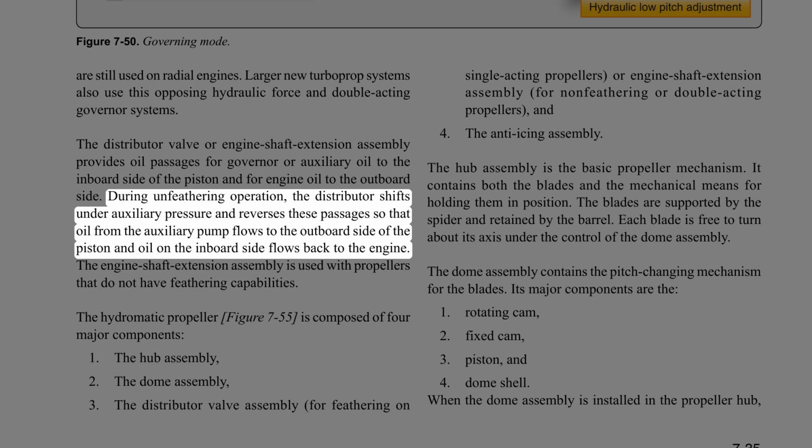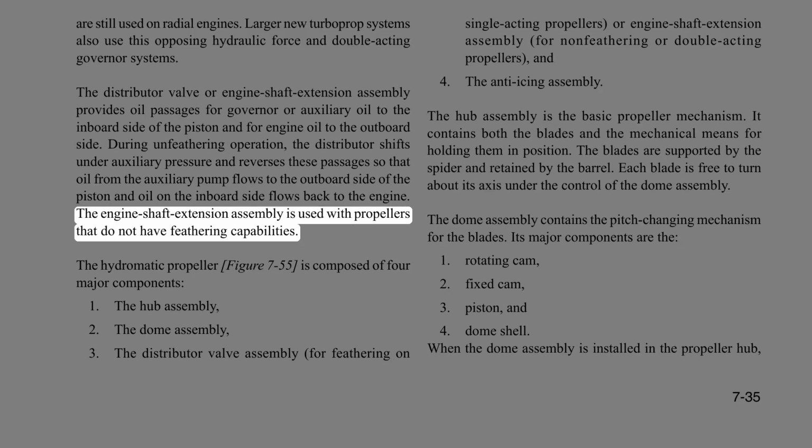During unfeathering operation, the distributor shifts under auxiliary pressure and reverses these passages so that oil from the auxiliary pump flows to the outboard side of the piston and oil on the inboard side flows back to the engine. The engine shaft extension assembly is used with propellers that do not have feathering capabilities.